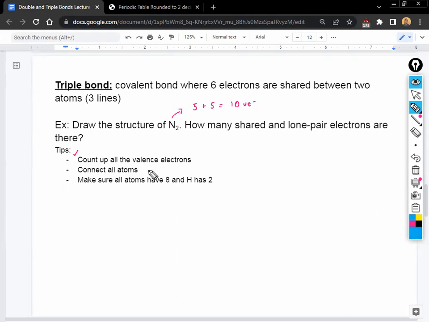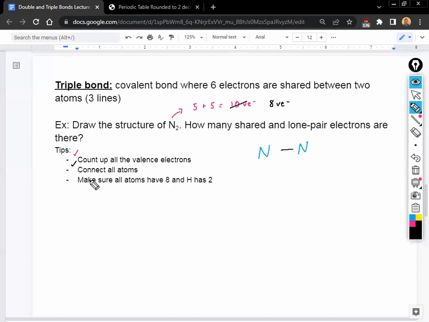Okay, step number 2, we're going to connect all the atoms. There's only 2 atoms, so we're just going to draw nitrogen and nitrogen. And we want to make sure they connect. So if we draw one line between them, that means we use 2 of them. So now we have 8 valence electrons.